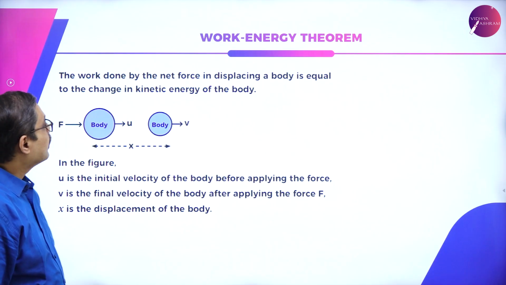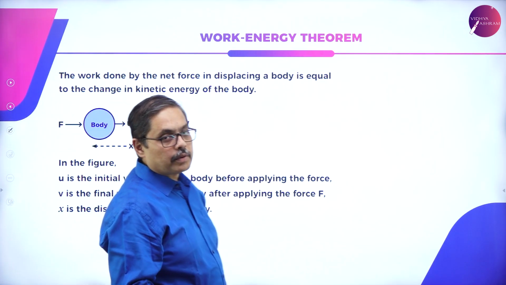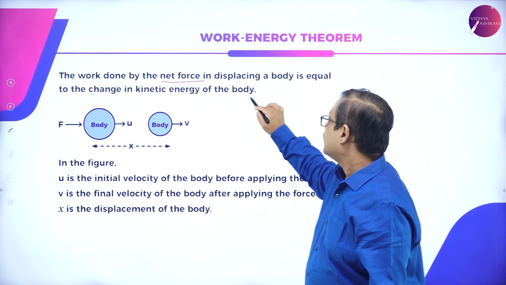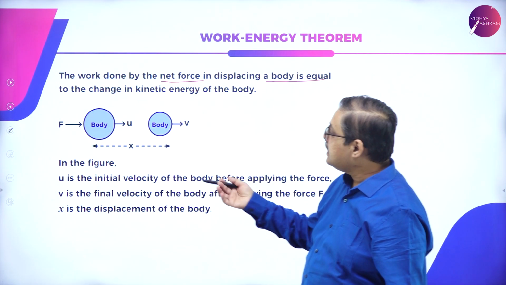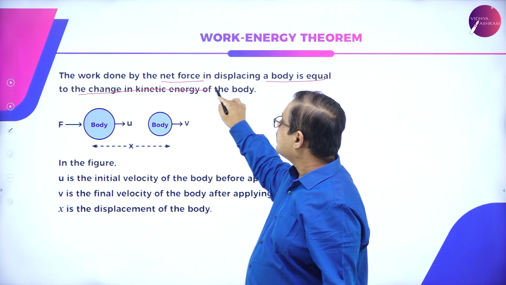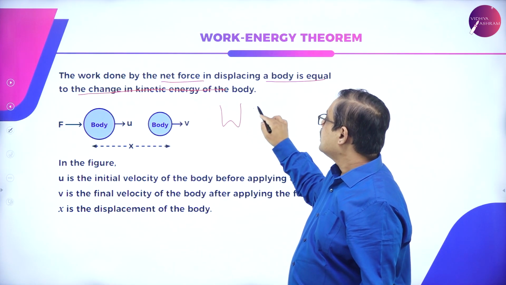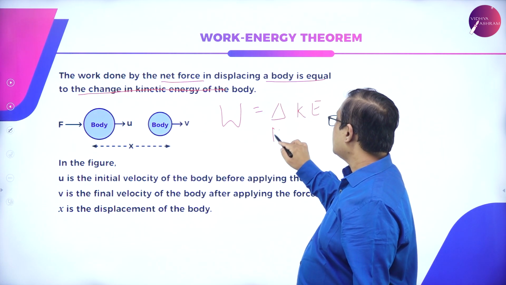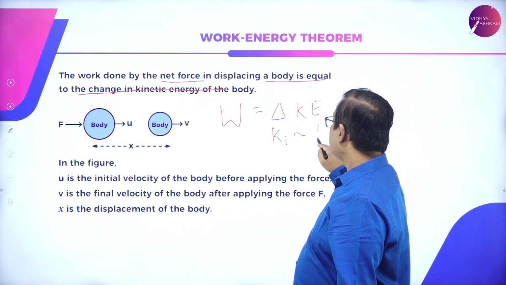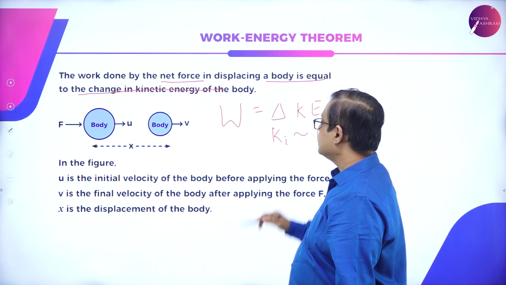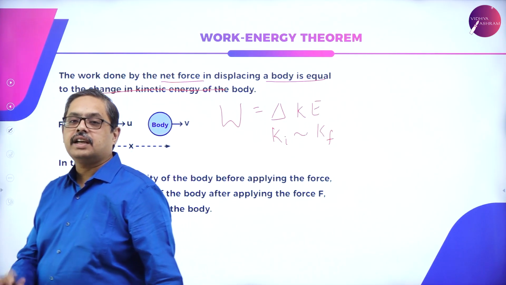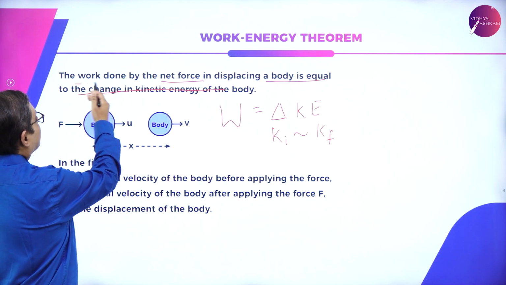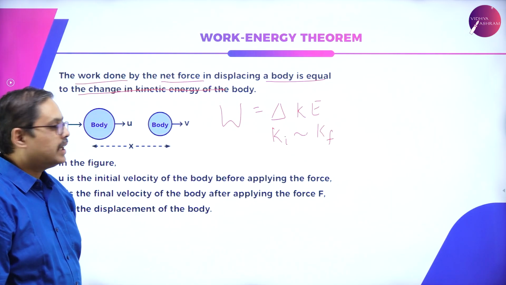Okay. Let us come to a very important concept called as work energy theorem. The work done by the net force in displacing a body is equal to the change in kinetic energy of the body. So work done is equal to change in kinetic energy. Whatever the kinetic energy was initially there, difference between initial and final kinetic energy. There is some change in kinetic energy. Whatever is the change in kinetic energy, that will be equal to the amount of work done. This is what the work energy theorem states.